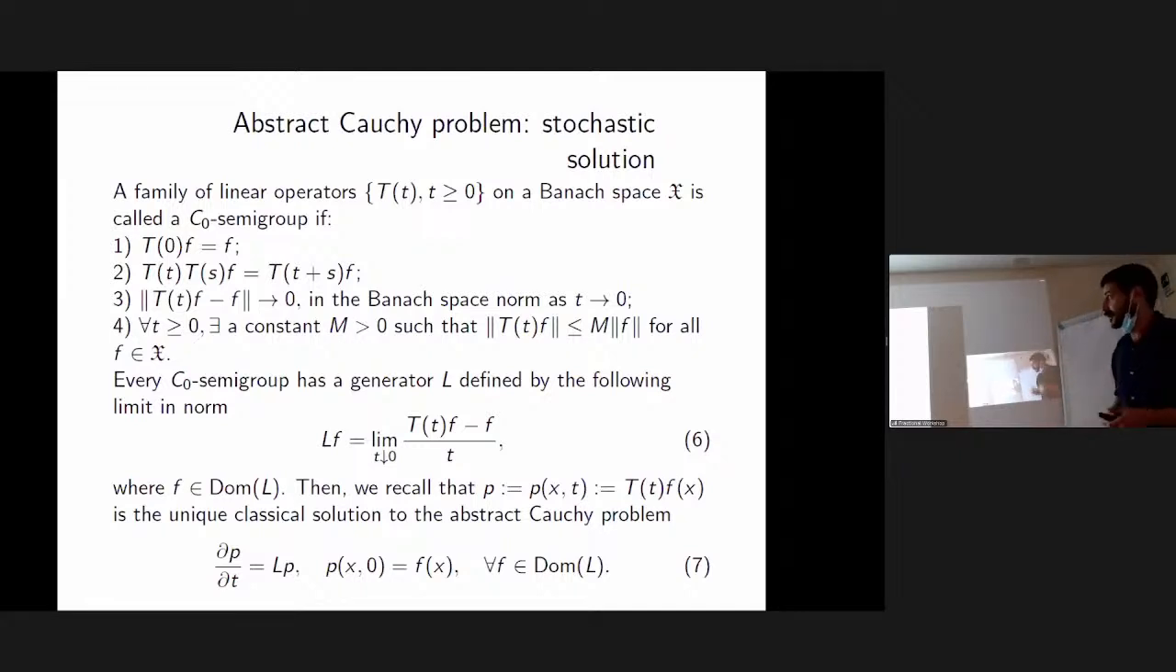We know that given a C0 semigroup, we have a generator defined by the limit 6. And then we have that the application of the operator T to the initial condition F gives the unique solution to the abstract Cauchy problem 7. Okay, this is the well-known theory based on the semigroup for the Cauchy problem.